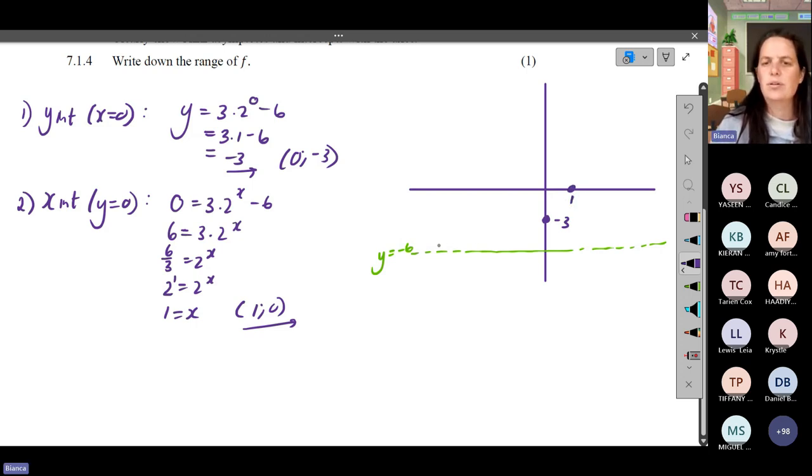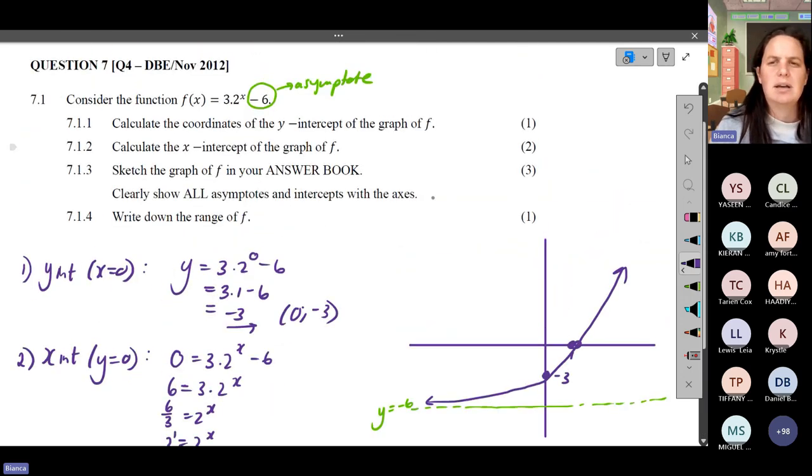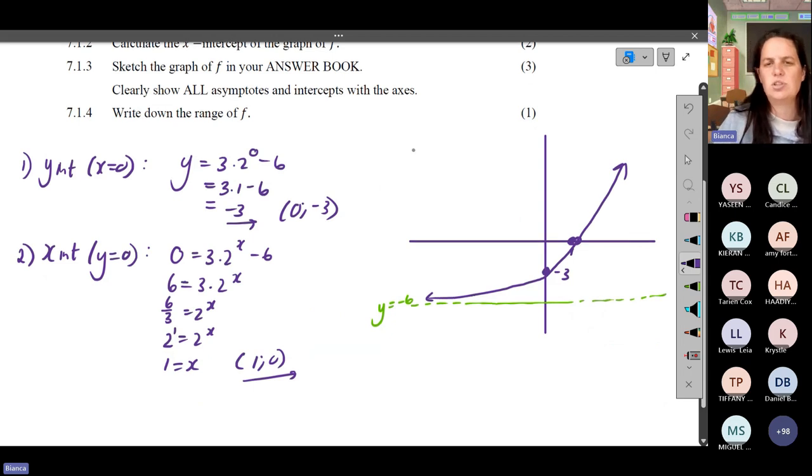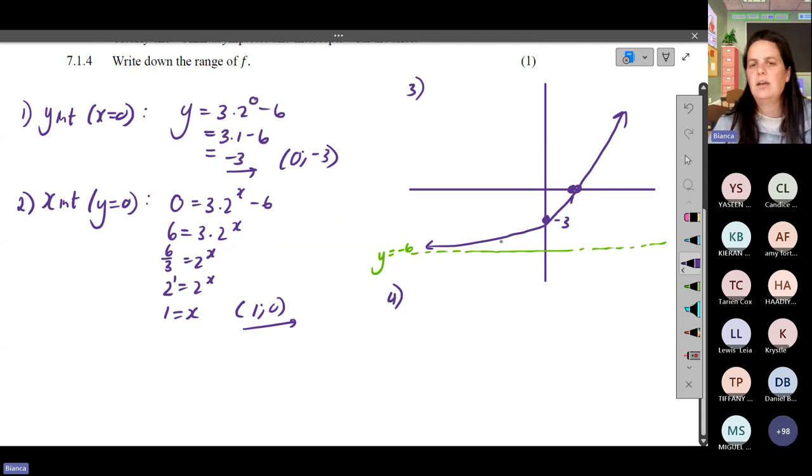Your x-intercept is 1. And we know then that it's an increasing function. It's not allowed to ever cross the asymptote. So it looks something like that. And then you don't actually need another point because it goes through the x-intercept. Then it says, for one mark, write down the range of the function. So this is question 4. The graph is above negative 6.